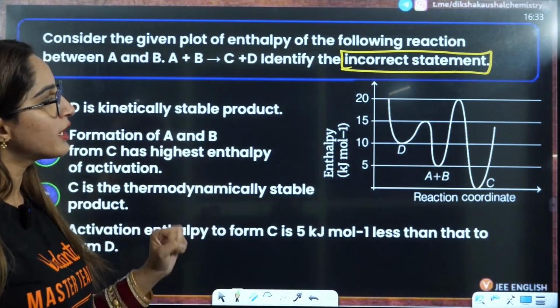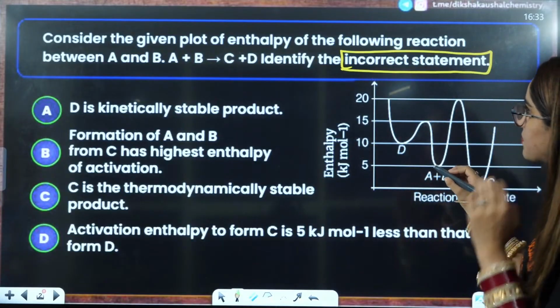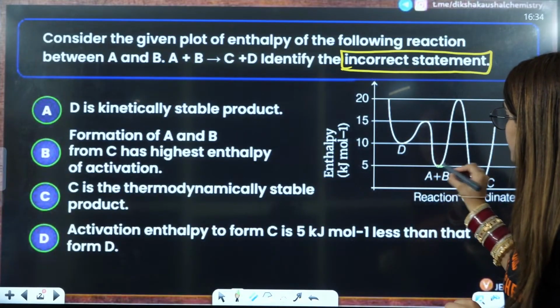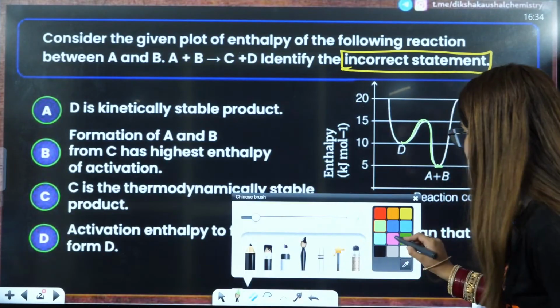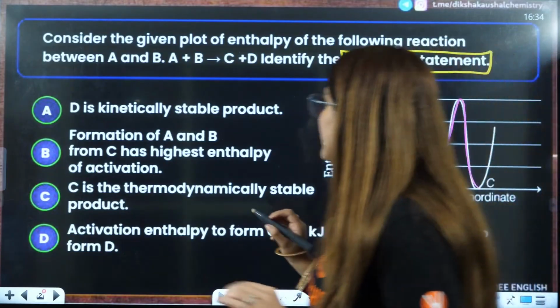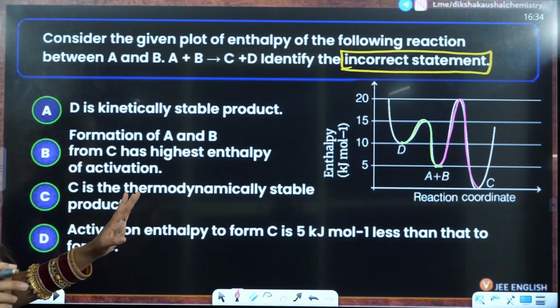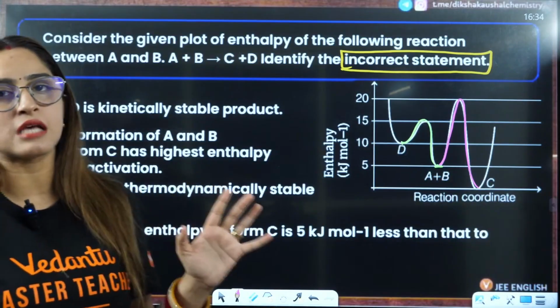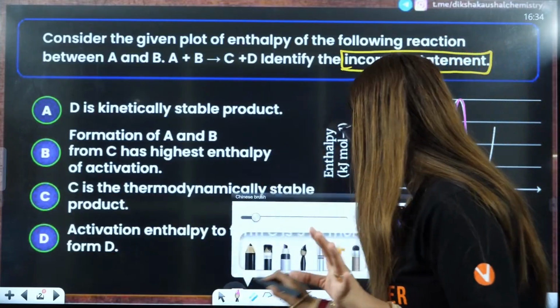Now here what is given to us is that this is A plus B. This A plus B is giving us D. This A plus B is giving us C. Now they are talking about the kinetically stable product, the thermodynamically stable product and activation energy. These are some of the things they are talking about. One by one we will discuss these things.